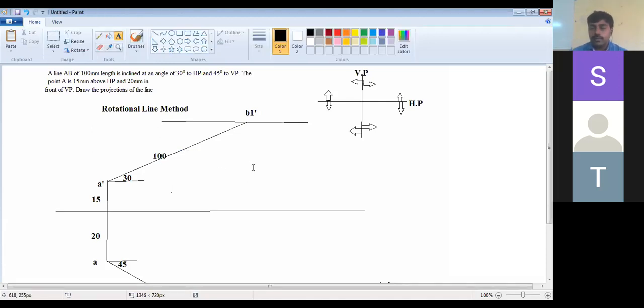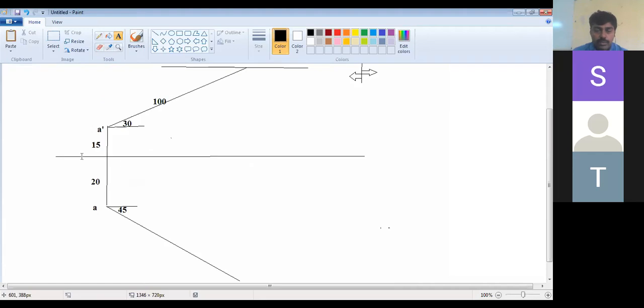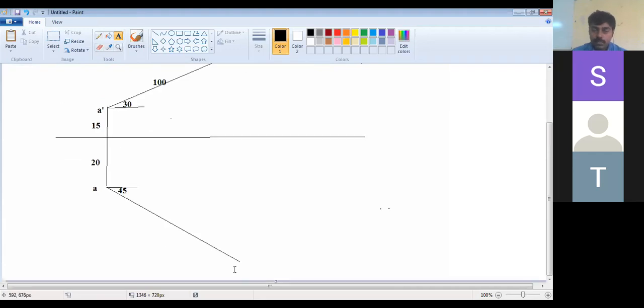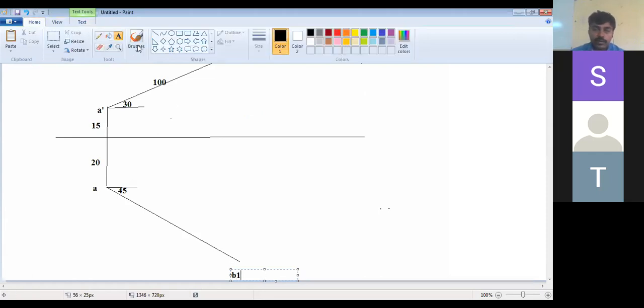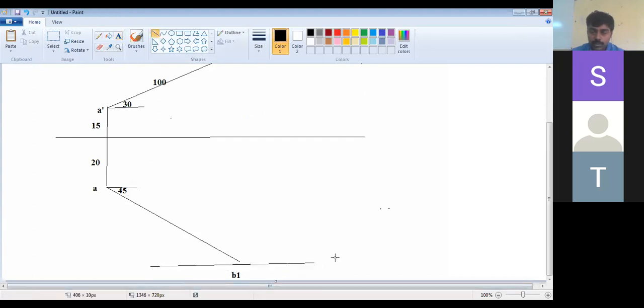Done. Now in the same way, here also please mark it. Here I'll mark B1. Since I marked B1 dash above, here I write B1. So it is nothing but the true length of a line. Here also I'm taking 100 mm length only. So how much is it? It is 100.